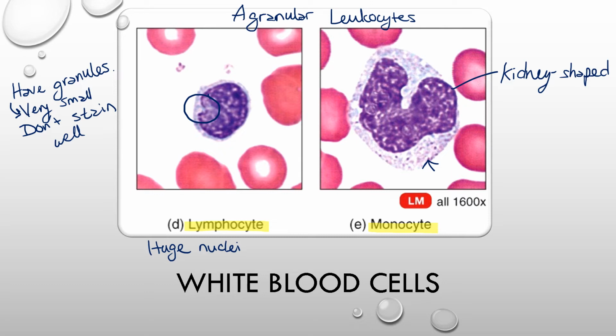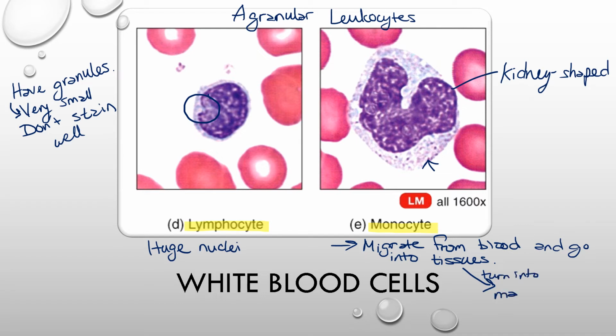Now blood usually acts as a conduit for monocytes, which are going to migrate from the blood into the tissues. So monocytes are really cool. They will actually leave the blood and go into tissues. In the tissues, though, this is where they will enlarge and differentiate into macrophages. So they kind of turn into macrophages.